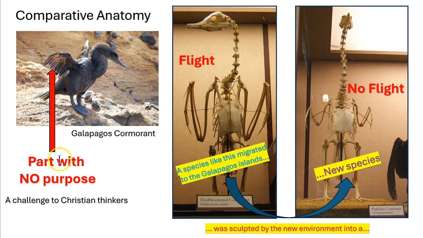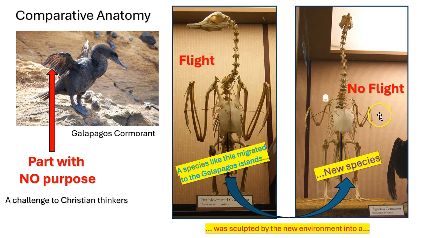In other words, here's a part with no purpose. And again, for Darwin, this was a challenge to Christian thinkers. Why would God make this bird species with wings that don't work? How do we understand that? Well, Darwin's answer was that these wings were vestigial. They were functional in the ancestor species, but evolution modified that species until we see these non-functional wings in the species today.